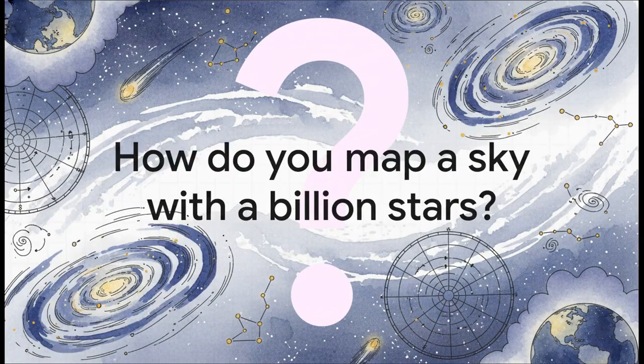So here's the big question, right? The one that's bugged astronomers for centuries. How in the world do you map a sky with billions of stars? Especially when everything's moving, and what you see depends completely on where you are on Earth and what time it is. It's a huge challenge.